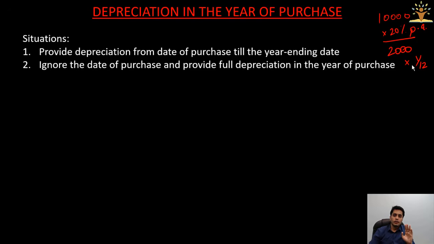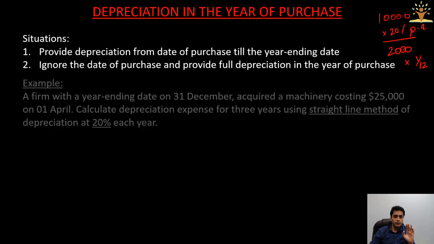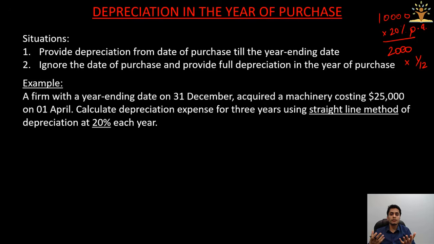Okay, so let's look at an example. A firm with a year ending date on 31st December acquired a machinery costing 25,000 on 1st April. Calculate depreciation expenses for 3 years using straight line method. Depreciation rate is 20%. Now, there are two types of situations that can be given to you in the exam. One would say that provide depreciation from the date of purchase till the year ending date, what we've done here. Only for the part of the year that you've used the asset, only give depreciation for that period.